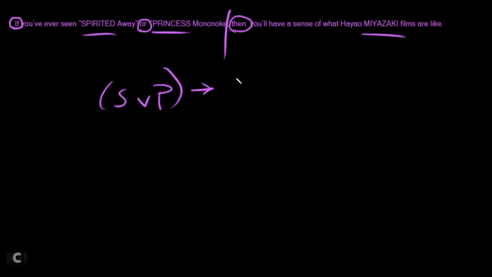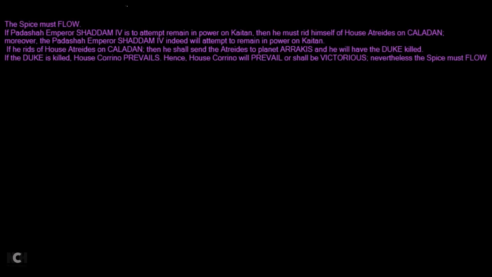So what's on the right side of the arrow? You'll know what Miyazaki films are like. All right, so this one's done. So this is what it would be: S, wedge, P, arrow, M. There are 5 translation problems on quiz 7. I've given you 2 of them. Now what I'm going to do is show you a translation into a proof. All right, let's take a look at a translation into a proof.